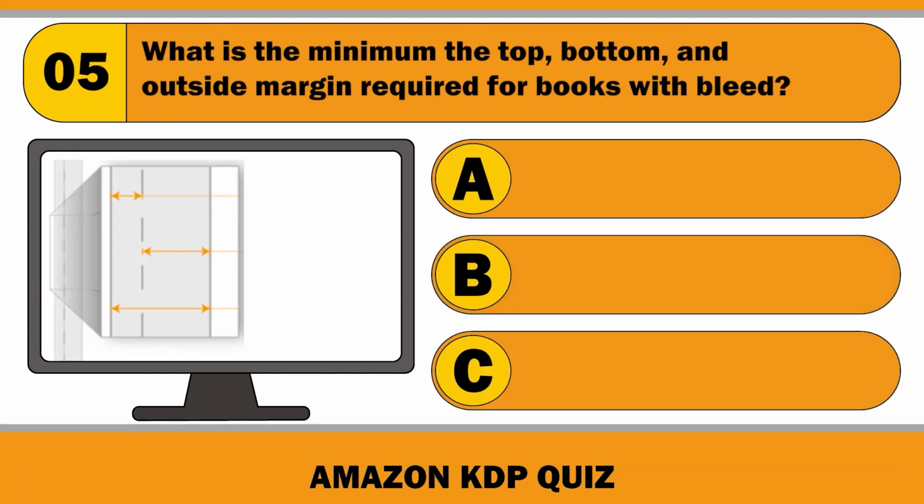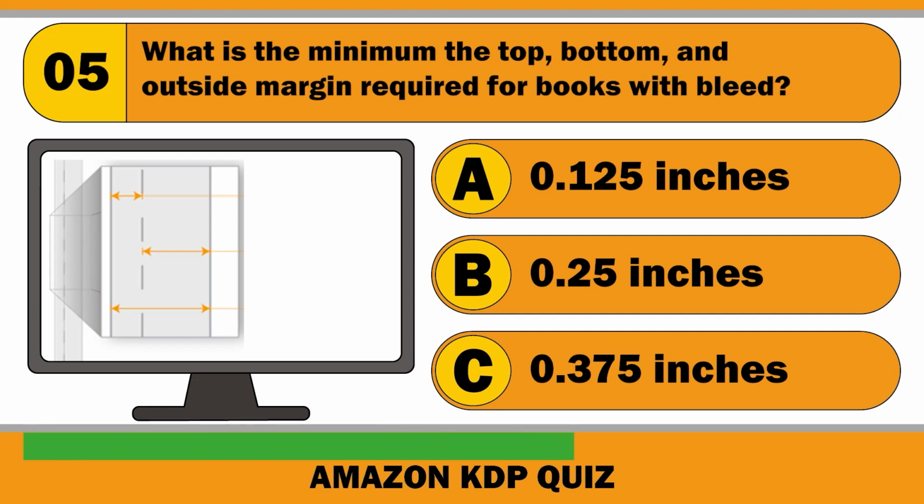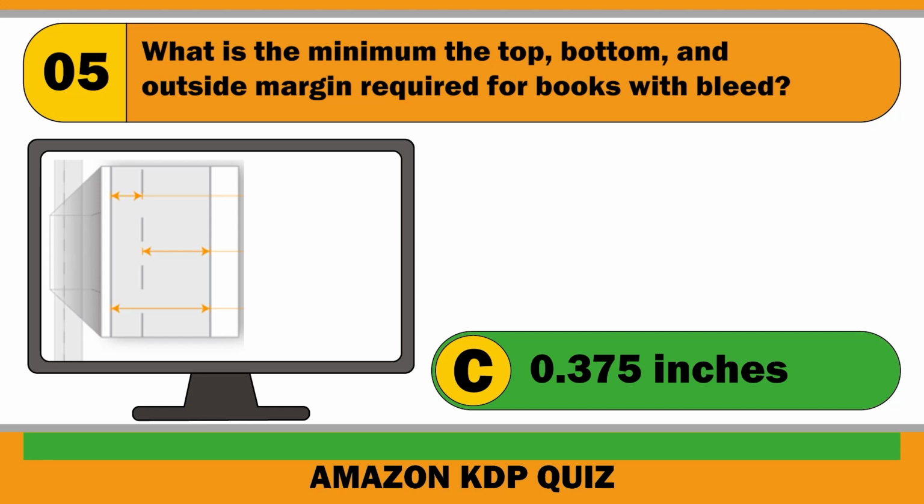What is the minimum top, bottom, and outside margin required for books with bleed? Is it 0.1 to 5 inches, 0.25 inches, or 0.375 inches? The answer is option C. The top, bottom, and outside margins must be a minimum of 0.25 inches for books without bleed. And if you include the bleed margin of 0.1 to 5 inches, the total margin becomes 0.375 inches.